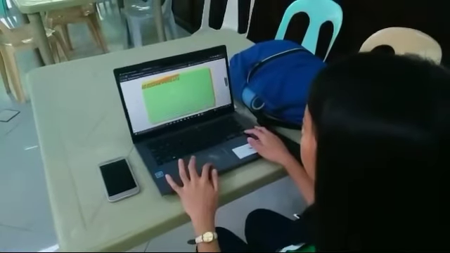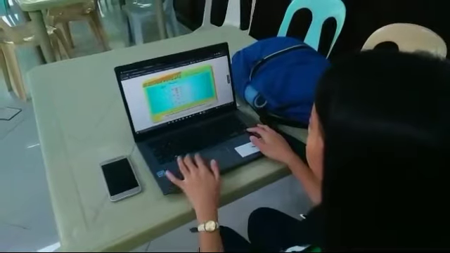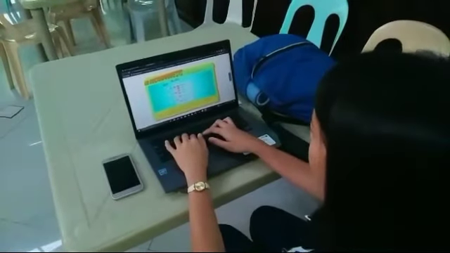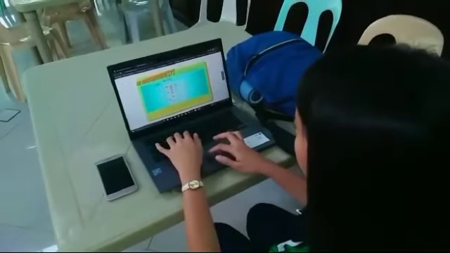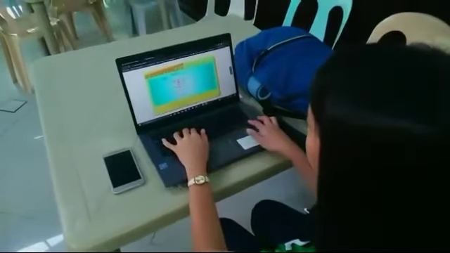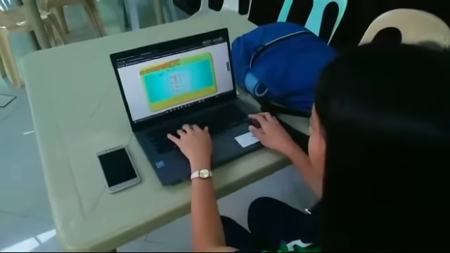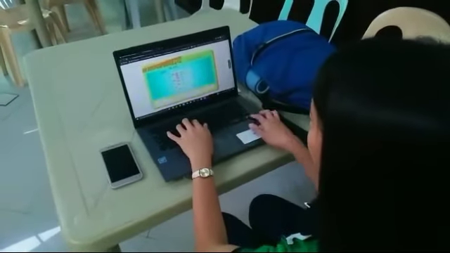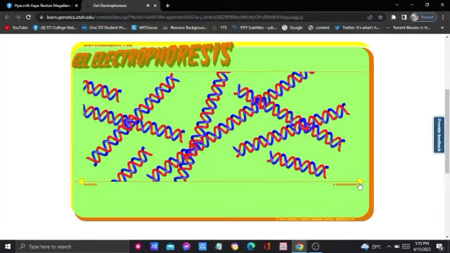Performing the virtual laboratory was not that easy, since first, you should have a stable internet connection, and second, you should follow the procedures so that you could be successful in the entire process of the virtual laboratory. So right now, I am going to show you the step-by-step process of the gel electrophoresis laboratory.